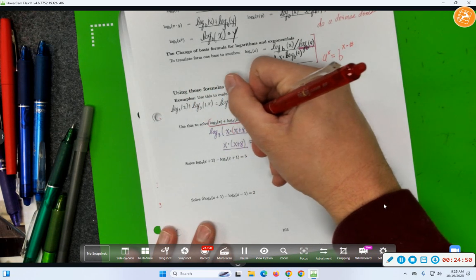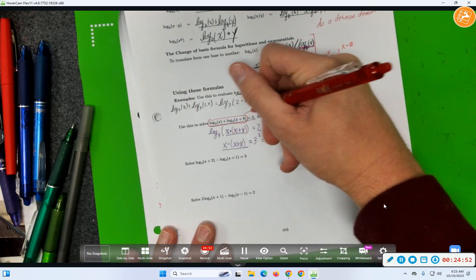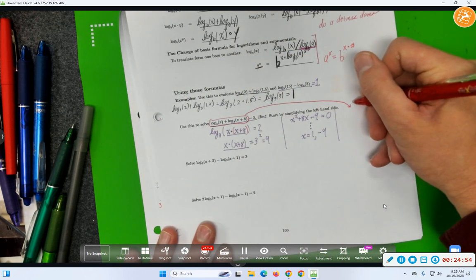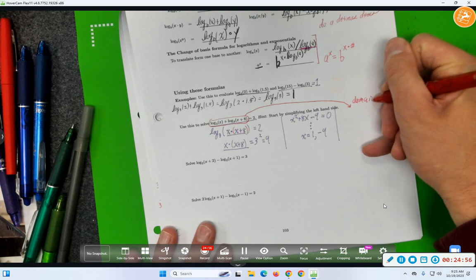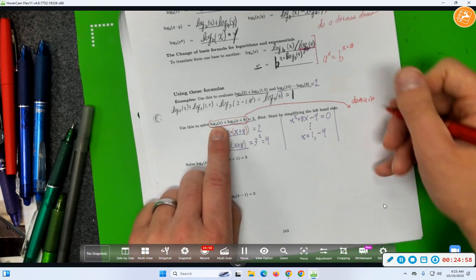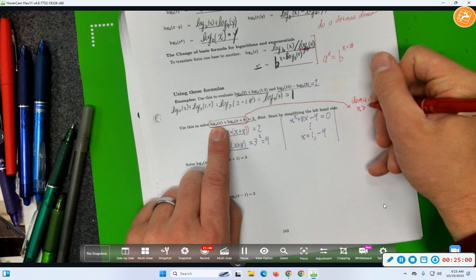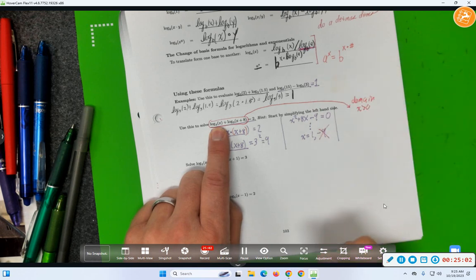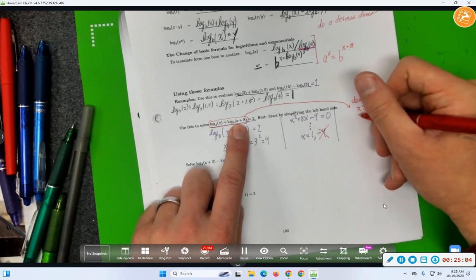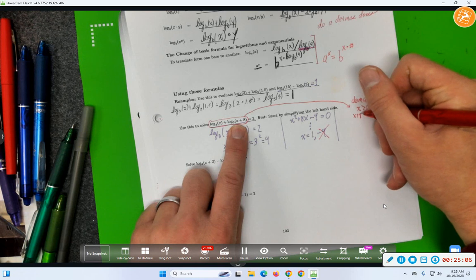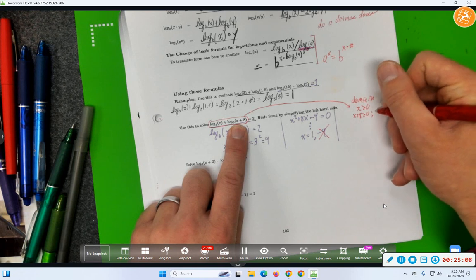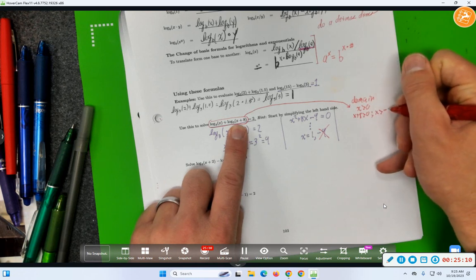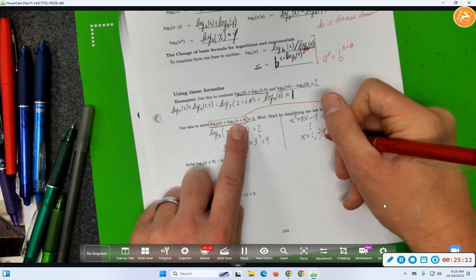domain of the original problem. I see an x in a log. X needs to be bigger than 0. So 9's out. I also need x plus 8 to be bigger than 0. So that means x needs to be bigger than -8. 9's out again.